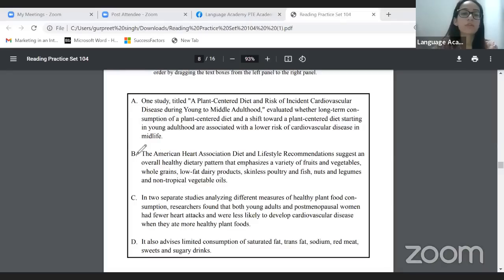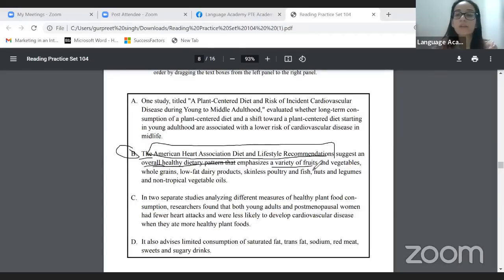one. So most of you have written B as the first sentence. The American Heart Association diet and lifestyle recommendation. This is the name of the organization, right? Because R is also in capitals. So we say the organization suggests an overall healthy dietary pattern that emphasizes this, this, this. Why? What is the problem? To whom are they suggesting this? Men, women, children? Which disease are they giving this dietary pattern for?